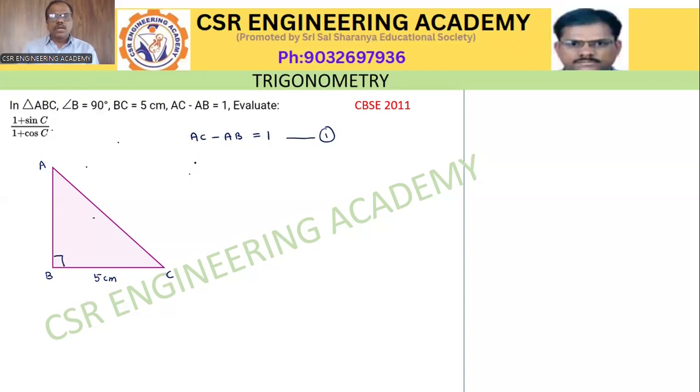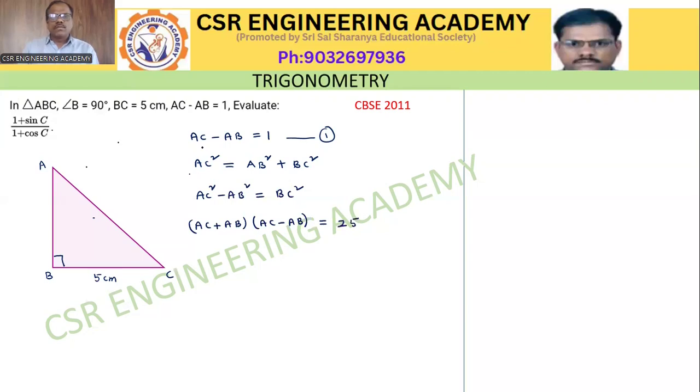We know that AC square is equal to AB square plus BC square. AC square minus AB square is equal to BC square. AC square minus AB square is equal to (AC plus AB) into (AC minus AB) is equal to BC square. That is, BC is equal to 5 centimeters, that is, 5 square is equal to 25.